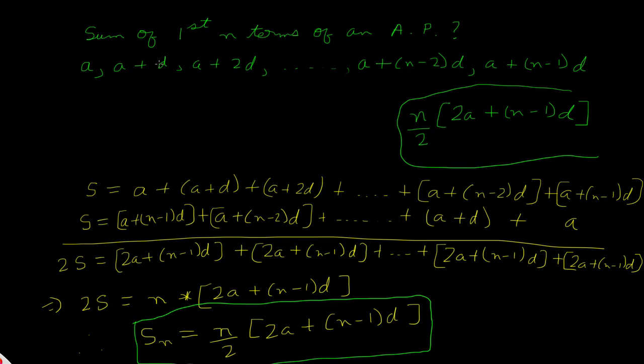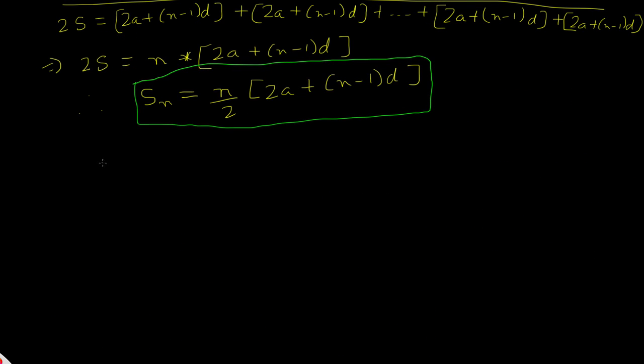And similarly, if you keep on adding the second term and the second last term, you'd keep on getting this expression 2a plus n minus 1 times d. And what you are doing is you are adding this 2a plus n minus 1d half the number of times there is total number of terms. So 2a plus n minus 1d times n divided by 2. This is our formula.